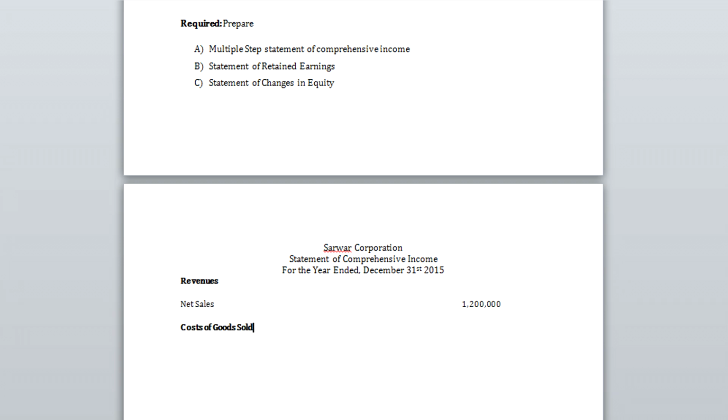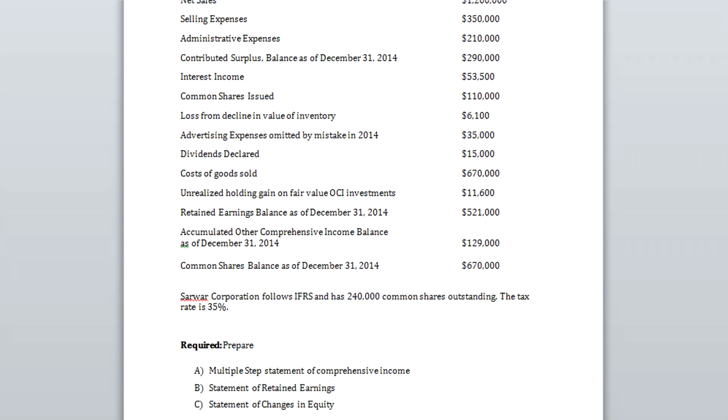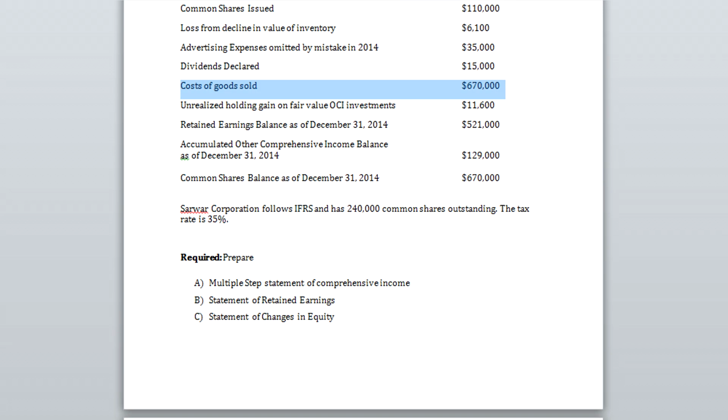Now, usually for the cost of goods sold equals your beginning inventory plus net purchases minus ending inventory. So usually, I'm not sure why all this is bold. Usually we would look for these accounts above, and then we'd calculate it under the cost of goods sold section. However, we are not given any of these accounts. In fact, it just tells us straight up what cost of goods sold are. So it's making our lives very easy for us.